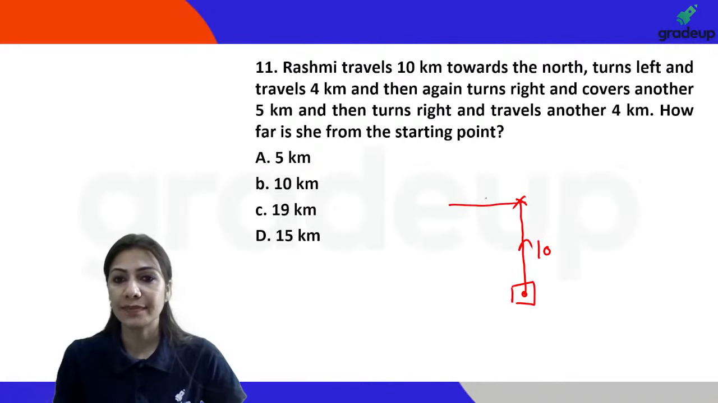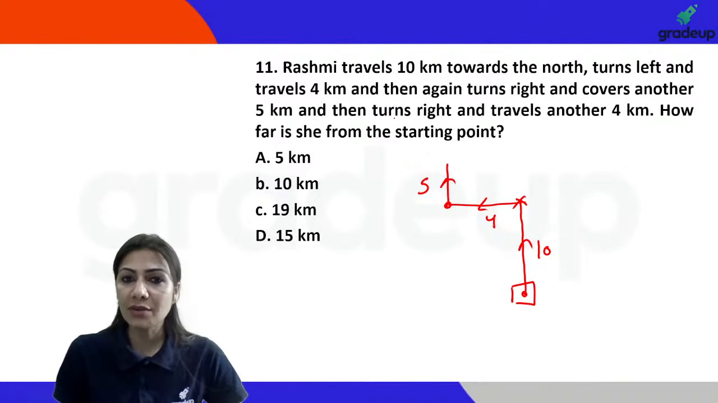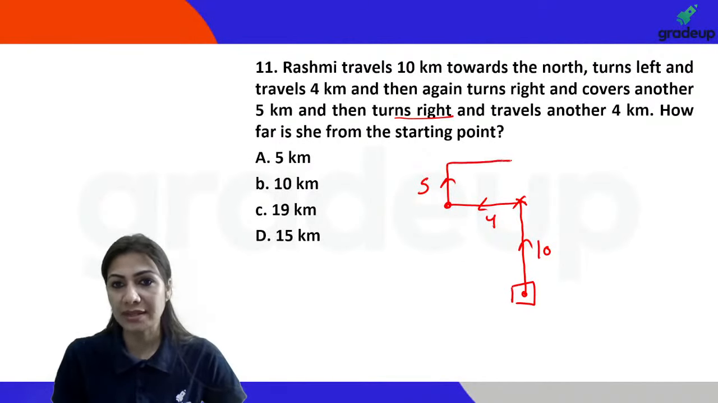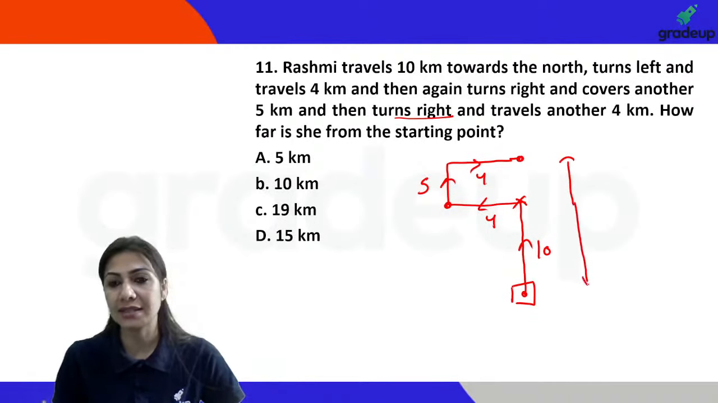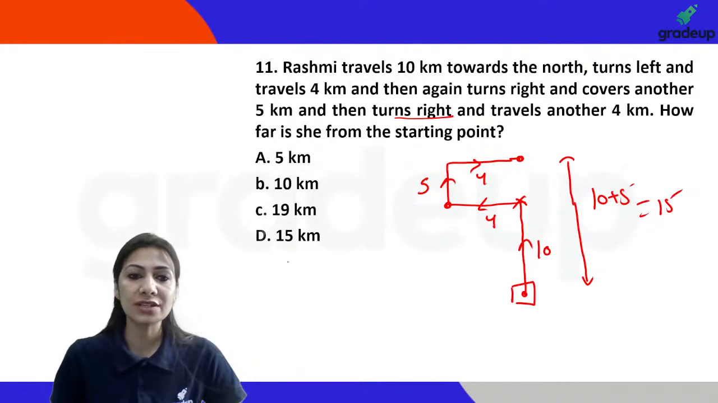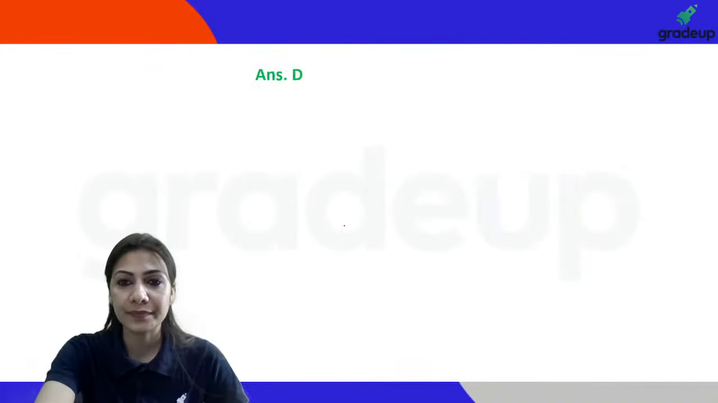Turns left, covers 4 km. Again turns right and covers some 5 km. Then one more right turn, clockwise direction, exactly 4 km. So the person will be in this straight line. Now the question is asking you to calculate this straight line, this distance. So obviously this is 10 plus 5, 15 km. Option D will be the answer.